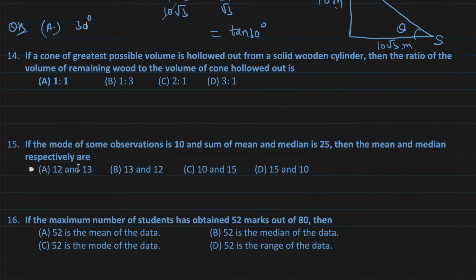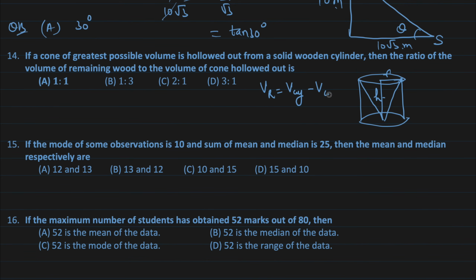Now question number 14. If a cone of greatest possible volume is hollowed out from a solid wooden cylinder, then the ratio of the volume of the remaining wood to the volume of the cone hollowed out is. So I have a cylinder here. Let's draw the rough figure. And you have hollowed out a cone from it, right? So radius and height are both the same. So the volume of the remaining solid will be volume of cylinder, I'm writing short, minus volume of cone.